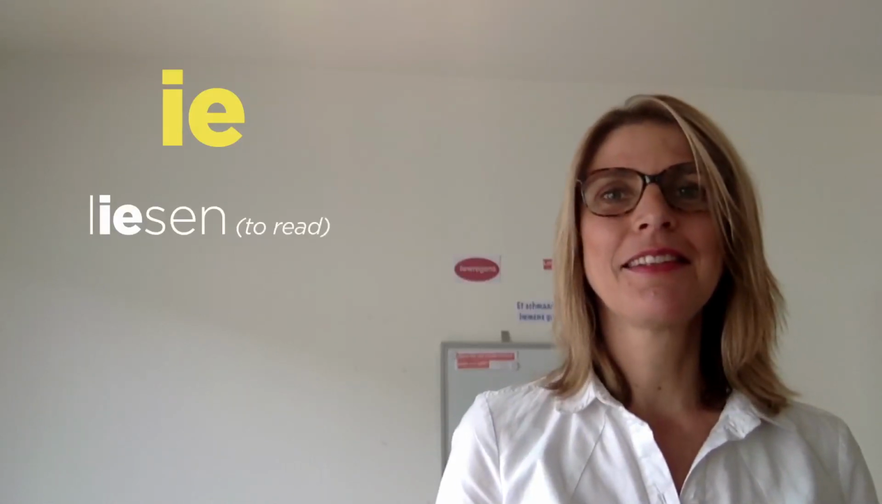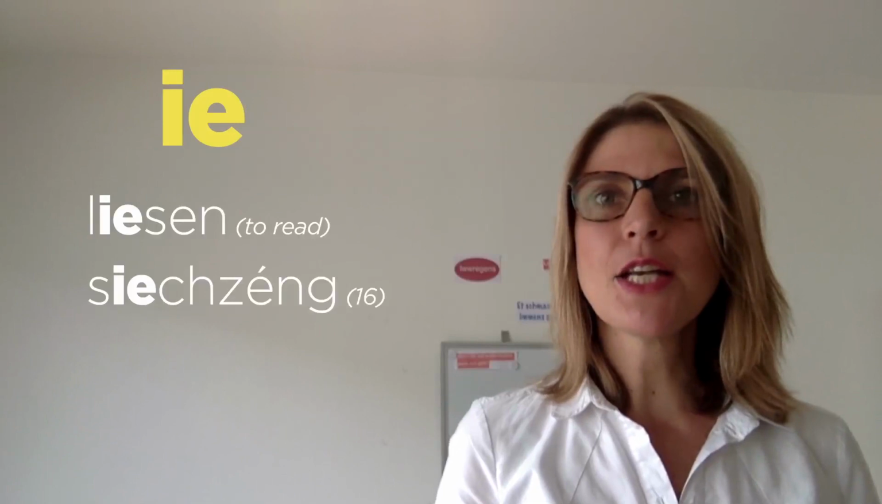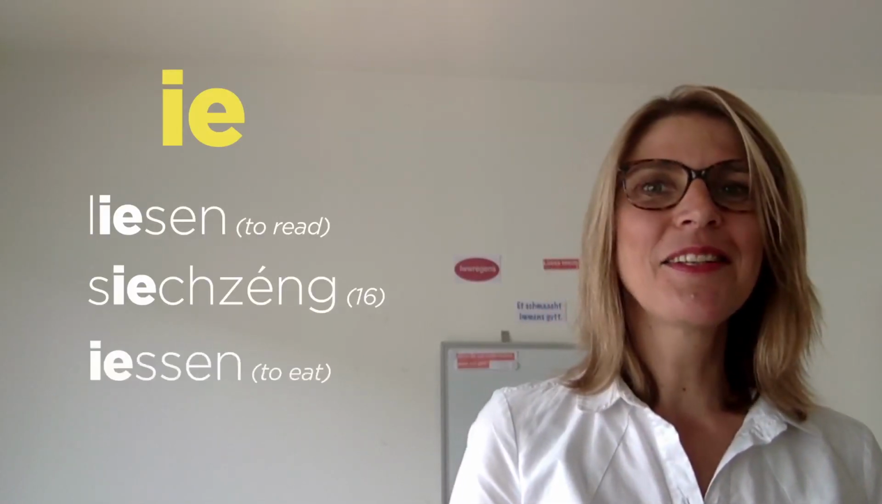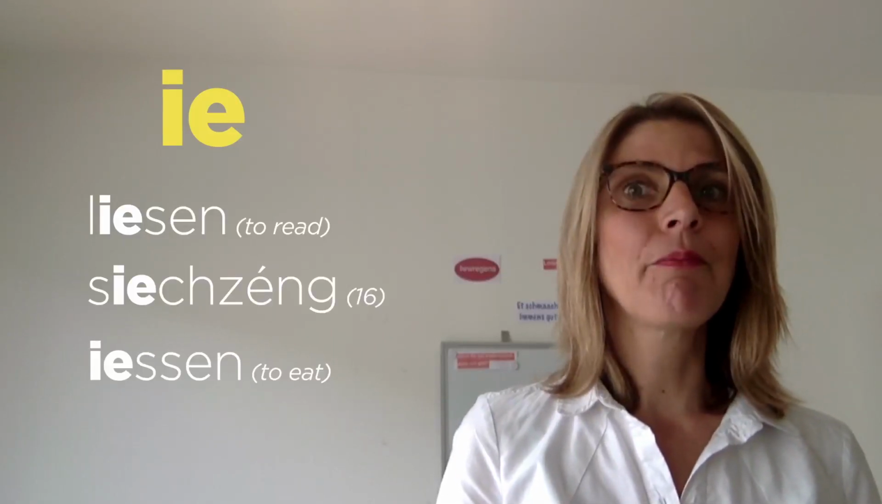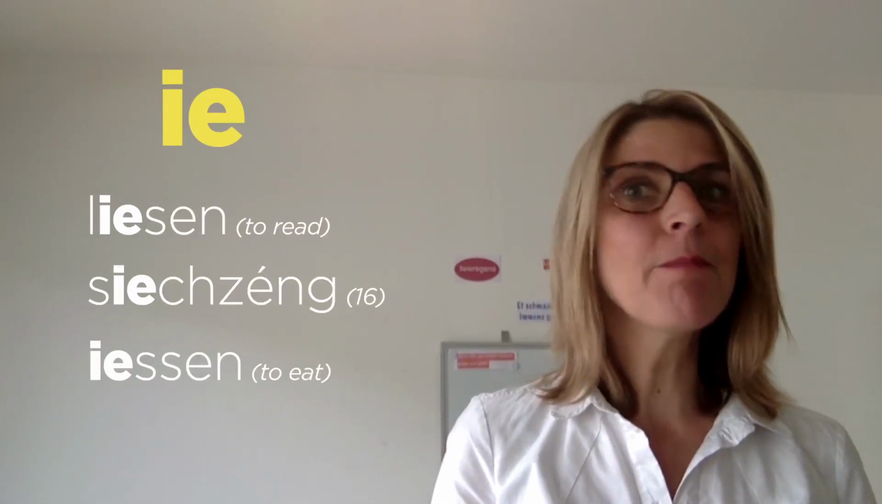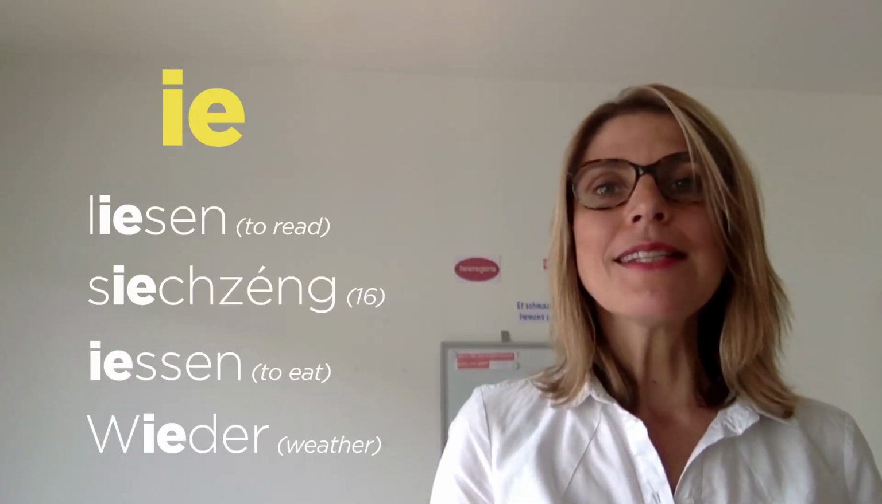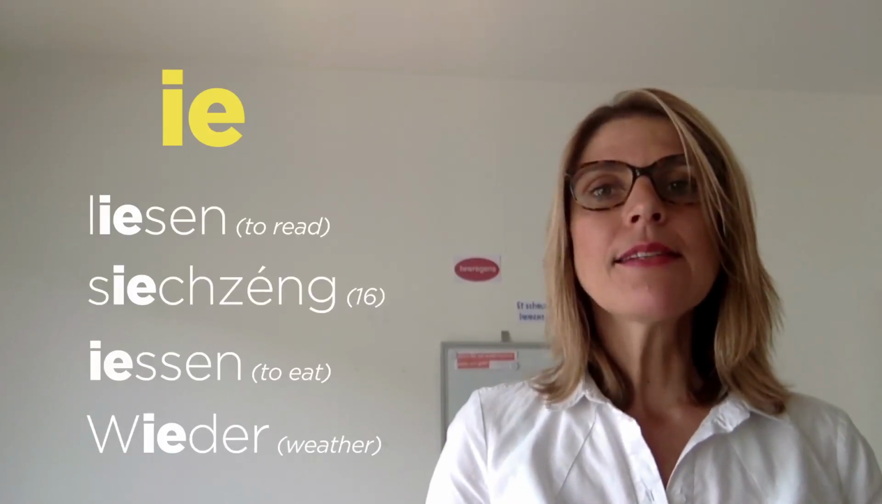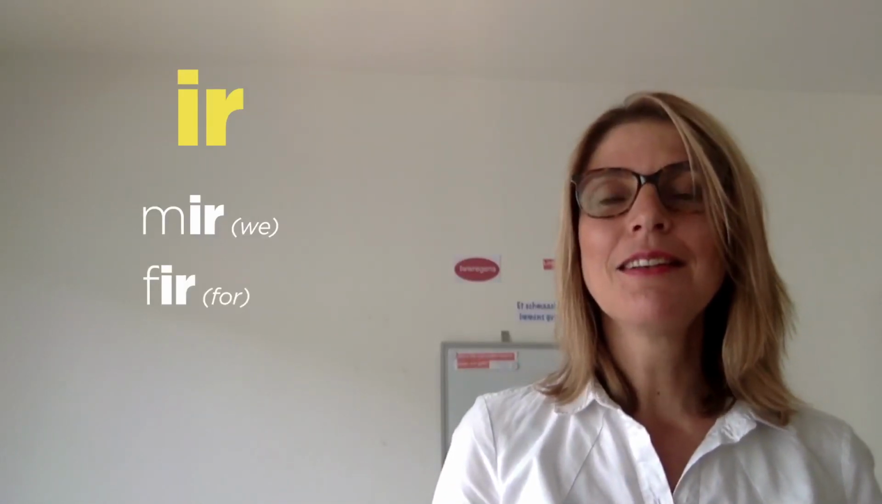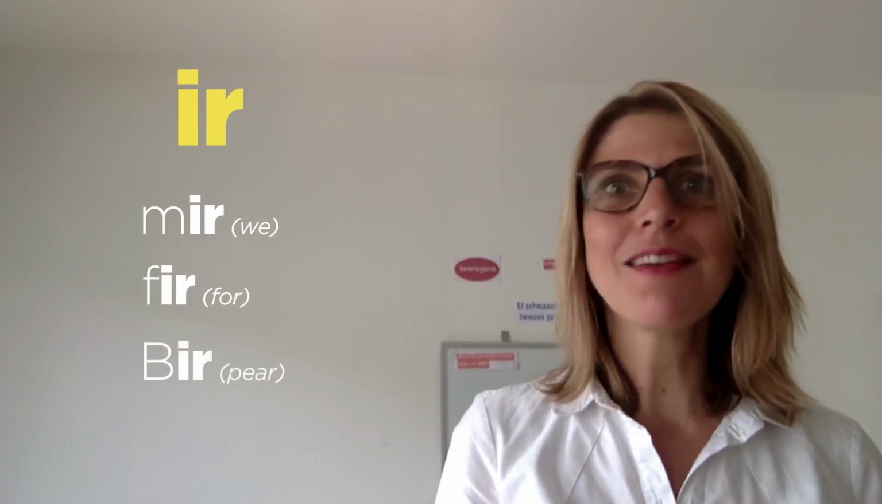We start with the sound IE, such as in lesen, liesen, iessen, and this one is very important because we use it every day. Wieder. Now you will find this same sound in some one-syllable words ending with the letters er, such as mir, vier, or Bier, beer. Okay?